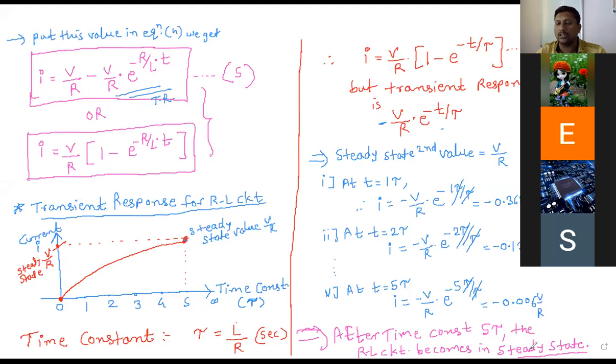So this is about the DC response of an RL circuit. We have just taken a voltage source here. A voltage source has more value compared to a current source because when a voltage source is connected, current will automatically flow. Are you getting my point?